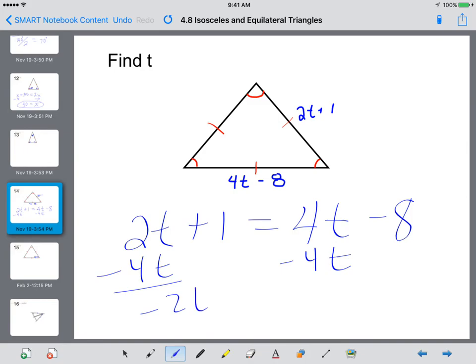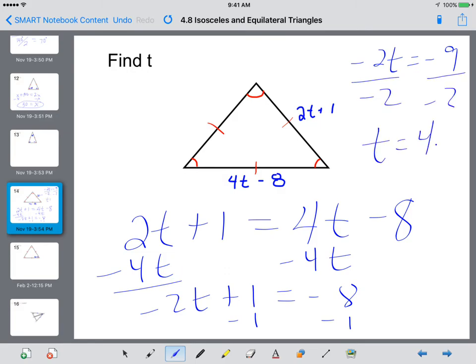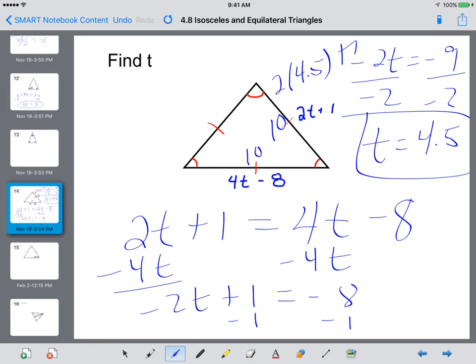We get negative 2t plus 1 equals negative 8. Subtract 1 on both sides, we get negative 2t equals negative 9. Divide by negative 2, t equals 4.5. So if we wanted to find what each side was, we could plug it back in. So 2 times 4.5 is 9, plus 1. Each side is equal to 10.